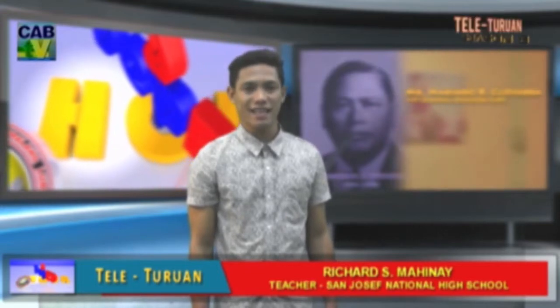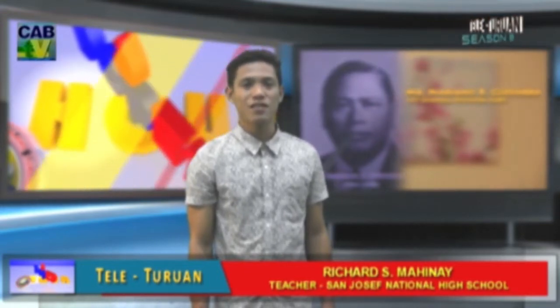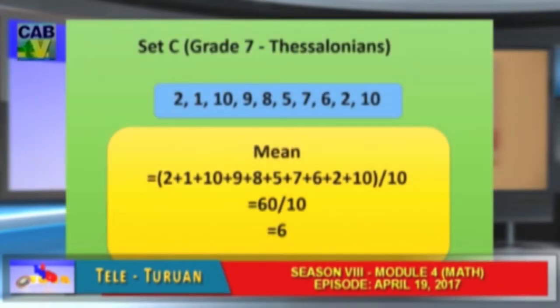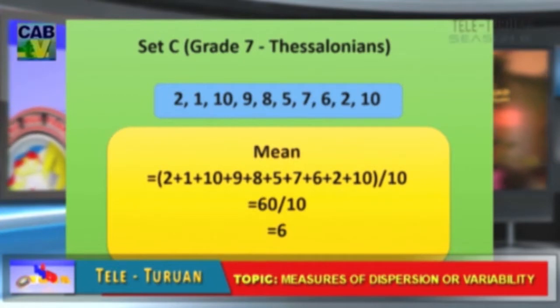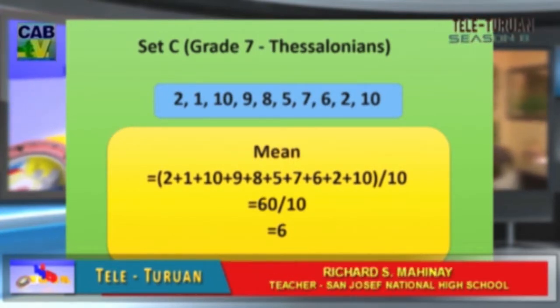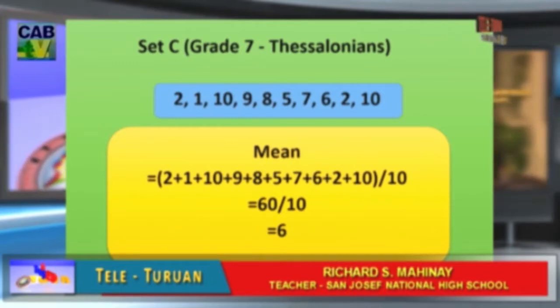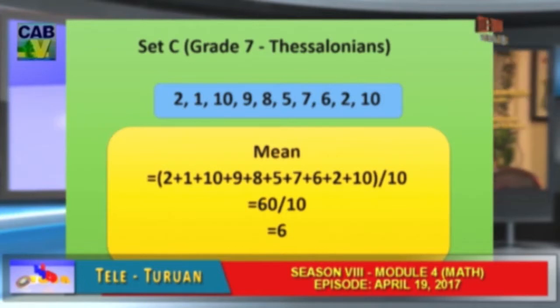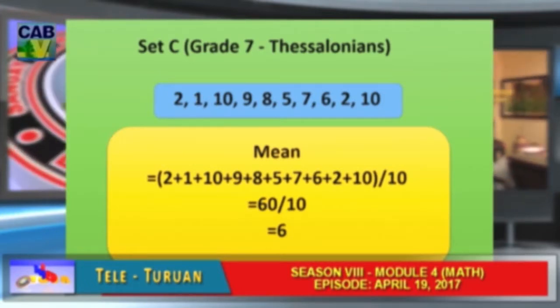For the last set, or set C, the scores of grade 7 Thessalonians. Yes, compute the mean. Add all the scores, divide by 10. The same with set A and set B. The mean for set C is also 6. Then proceed to the table.